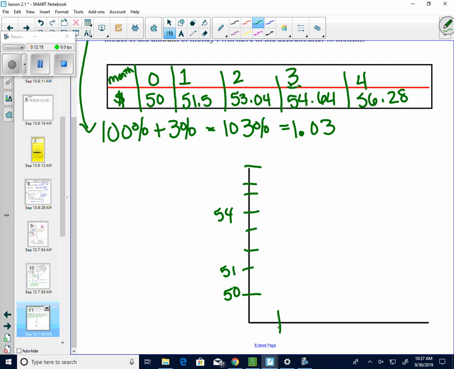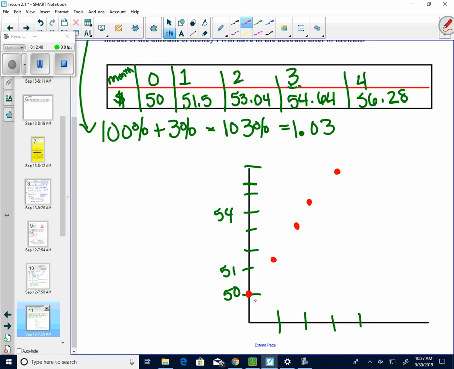So at the end of the first, well, let's talk about the 0 month. It would be the 0 month, because this is where she started. At the end of the first month, she has $51.50. At the end of the second month, she has a little over 53. At the end of the third month, she has a little over 54. At the end of the fourth month, she has 56.